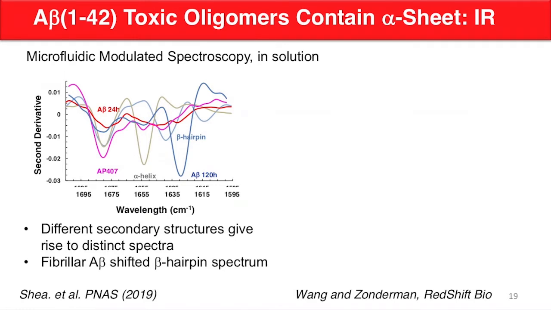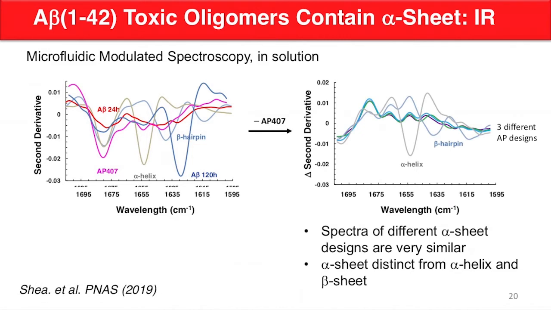Now, if we take a closer look in the next slide, we do a delta second derivative, where we subtract off the AP407, and we've added different AP designs here. So these give us a feel for the spread of what alpha sheet structure gives. So these have different sequences, and those are those bands in blue, black there. So now you can see as we subtract this off, we've got very distinct spectra for our alpha sheet designs versus the alpha helix model compound and the beta hairpin.